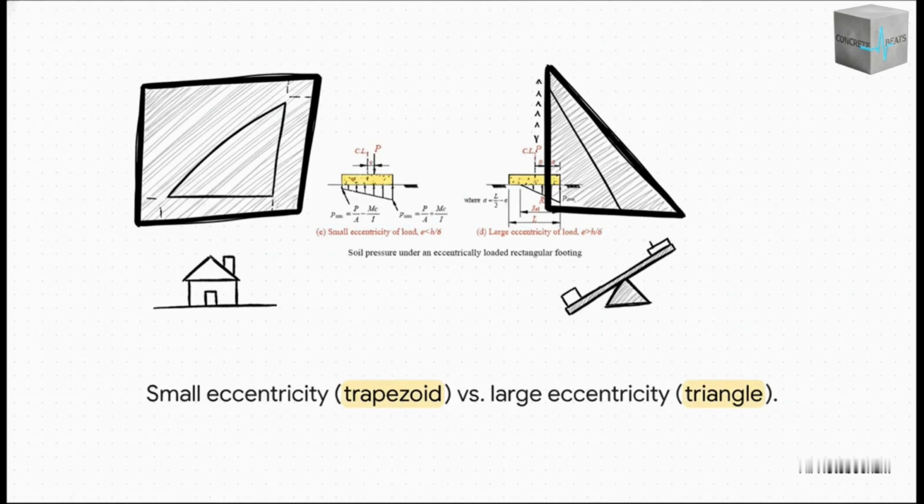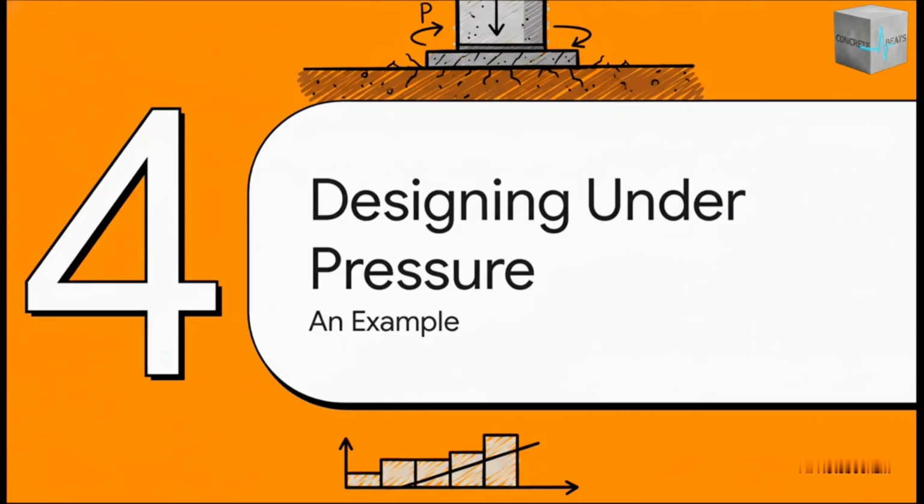That point of zero pressure on the far left of the triangle means that edge of the footing is right on the verge of lifting up. And that's a huge stability concern for any designer. Okay, theory is great, but let's get our hands dirty.